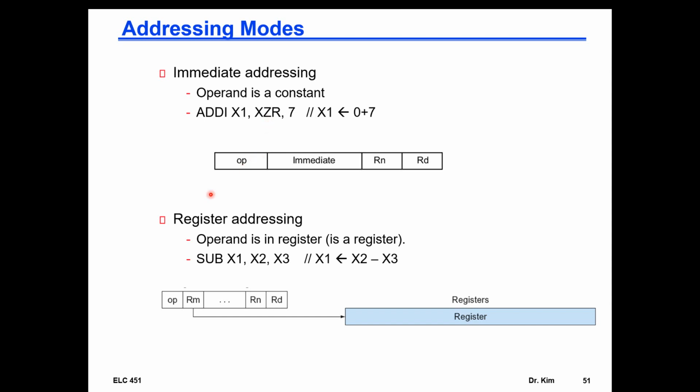Now let's look at register addressing. So here we have 2 registers, which are the sources, and the destination register is X1. So in this case, X1 gets the subtraction of the contents of register X2 minus the contents of register X3.